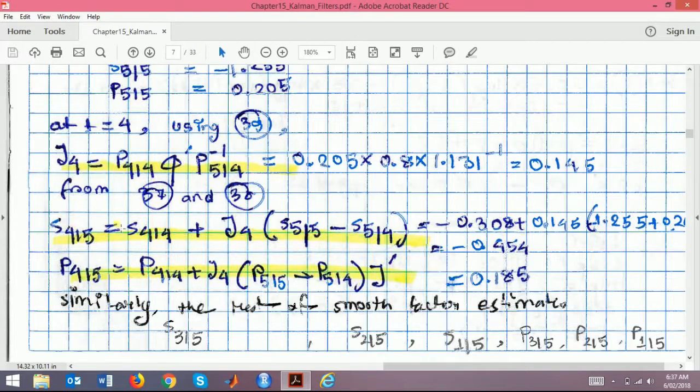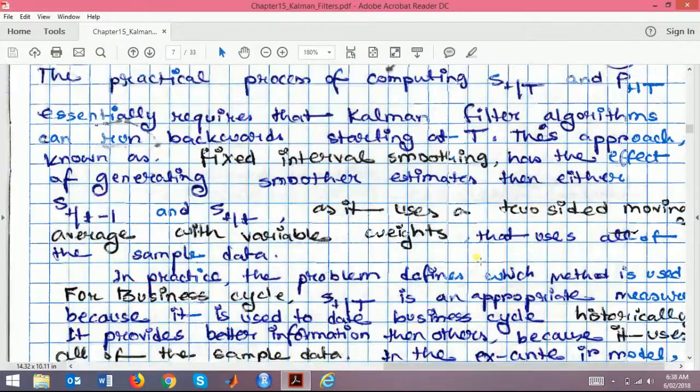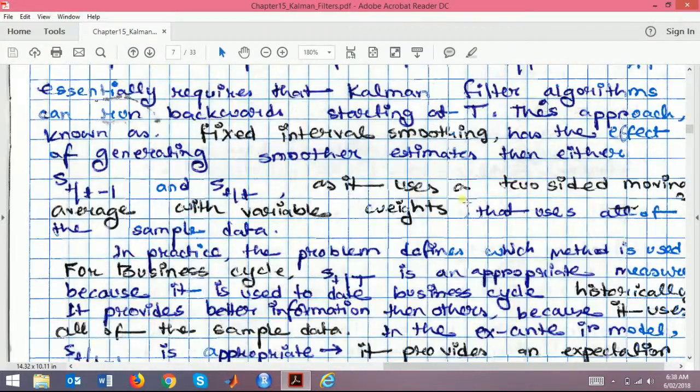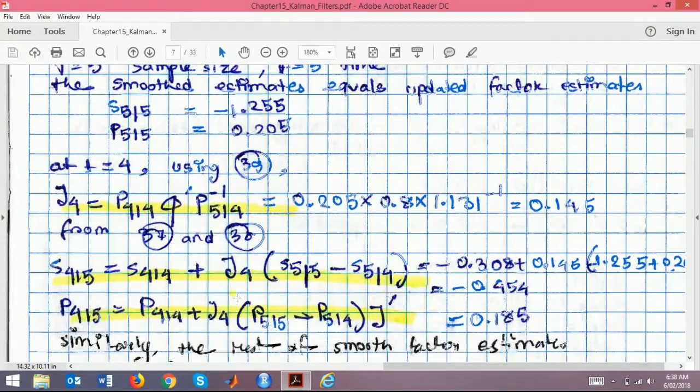Now we are going to predict S4 and P4. S1 for the entire time period equals S44 plus J4 multiplied by S2 for the entire time period minus S2, so S55 minus S54. Sorry, S2 for the entire time period, which is 5, minus S2, which is this.